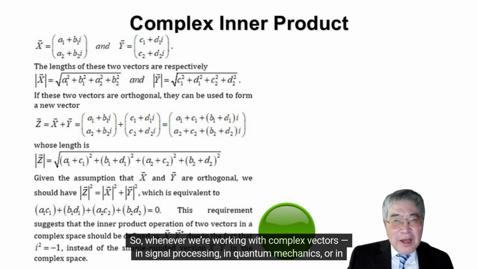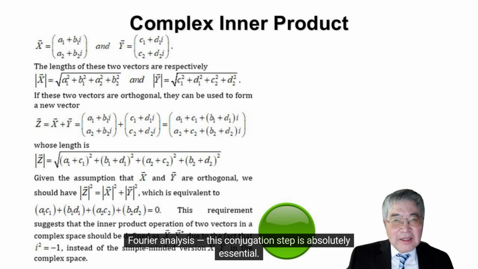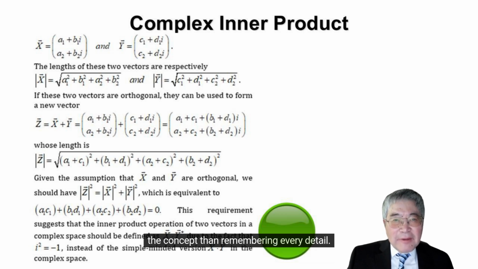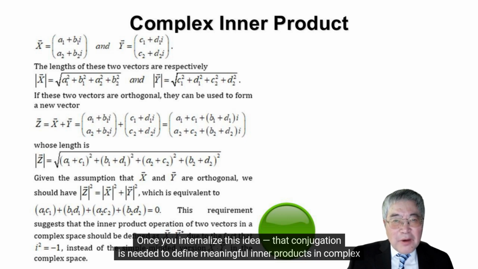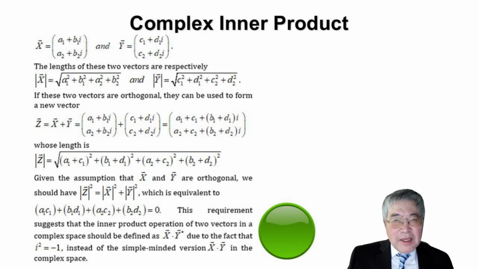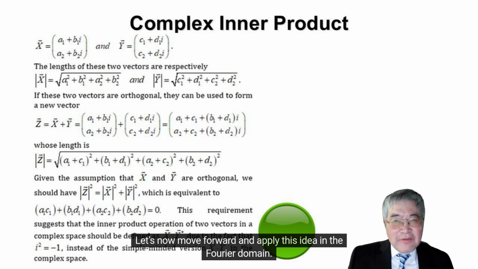So, whenever we're working with complex vectors, in signal processing, in quantum mechanics, or in Fourier analysis, this conjugation step is absolutely essential. Now don't worry about memorizing the formulas. That's why I added this green bubble here. It's just a reminder that this is more about understanding the concept than remembering every detail. Once you internalize this idea that conjugation is needed to define meaningful inner products in complex space, everything that follows, including the complex form of the Fourier series, will feel much more natural. Let's now move forward and apply this idea in the Fourier domain.